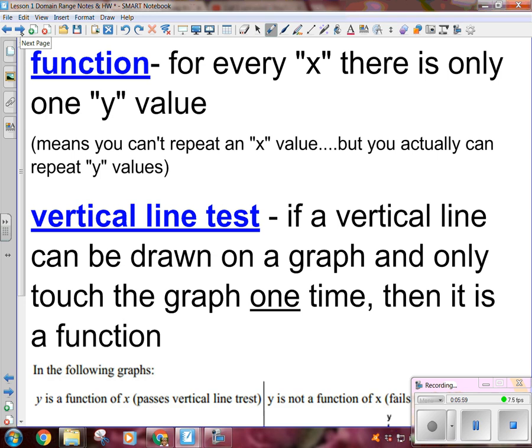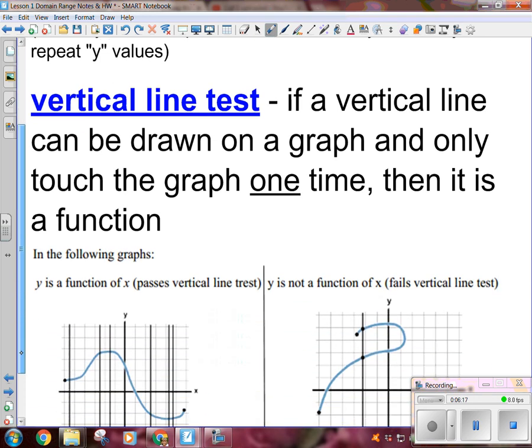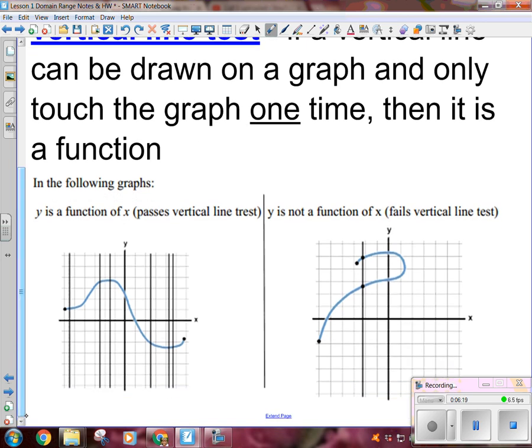Let's see. Okay, so here's a summary real quick. Function, for every x, there's only one y value. That means you can't repeat an x, but you actually can repeat y values. Vertical line test. If a vertical line can be drawn on a graph and only touch the graph one time, then it is a function. Now, you do not have these two quick graphs on your paper, but it's a quick visual way to actually see if we understand the vertical line test.